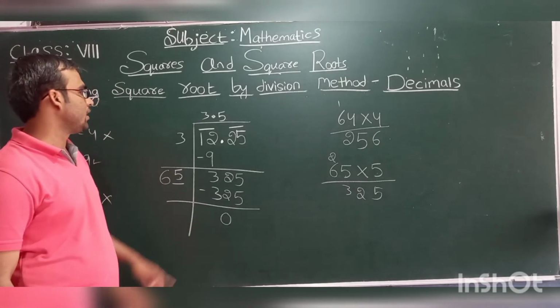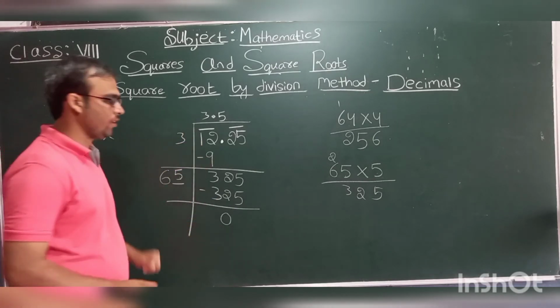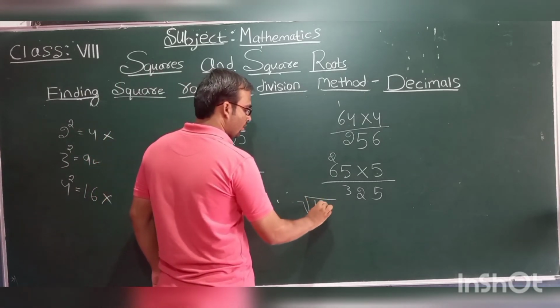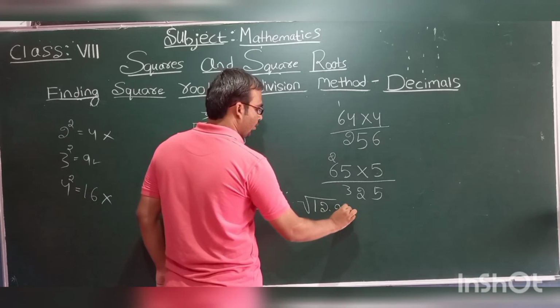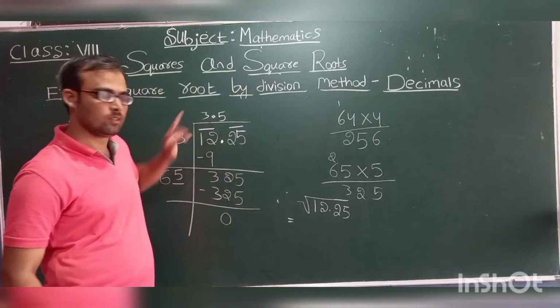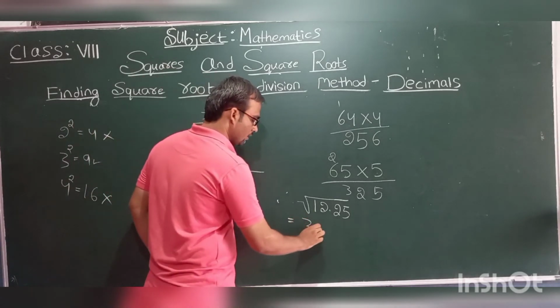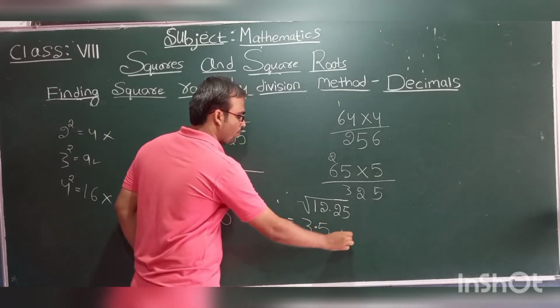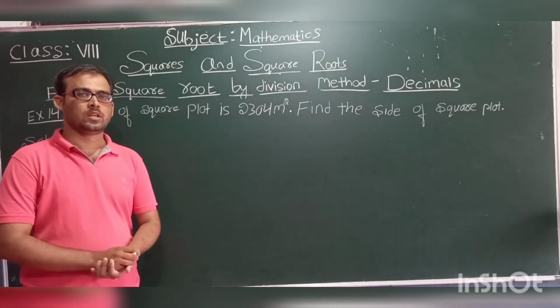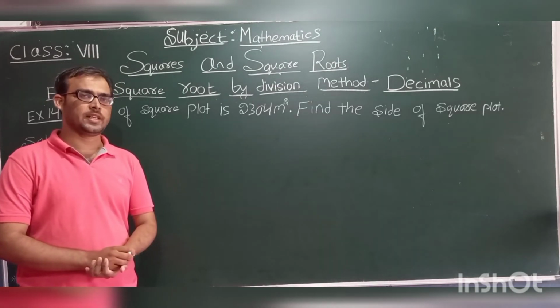Then what is the square root of 12.25? Therefore, the square root of 12.25 is 3.5. The square root of 12.25 is what? 3.5.